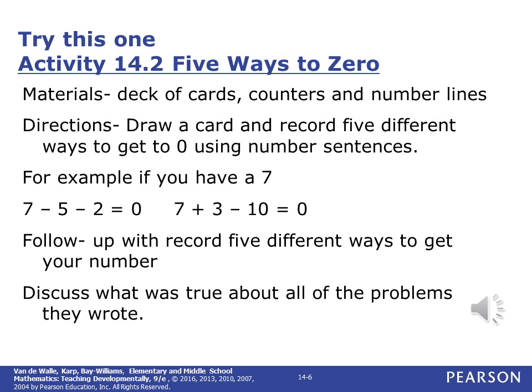Well, let's say you pull a 7. One example would be 7 minus 5 minus 2 equals 0. Another one would be 7 plus 3 minus 10 equals 0. Another one would be 7 minus 4 minus 3 equals 0. And you don't have to just use 3 numbers. The students could use as many as they want. But they're starting to actually apply some of the properties there.